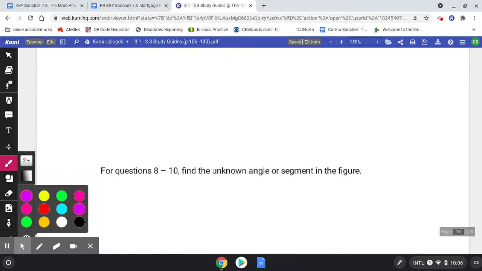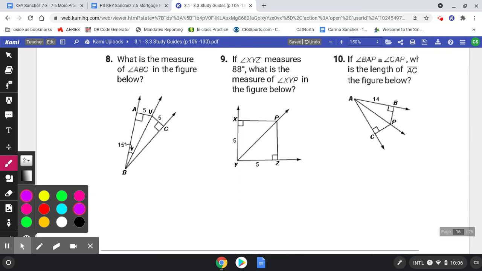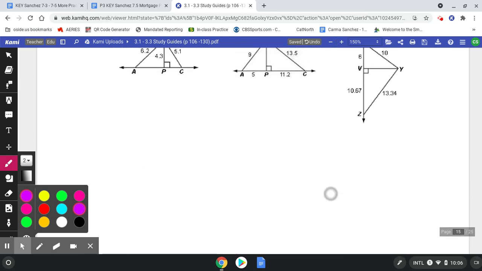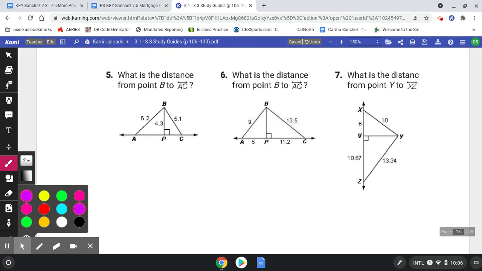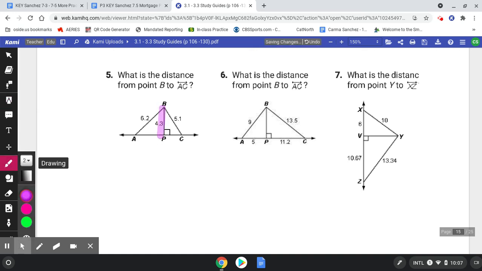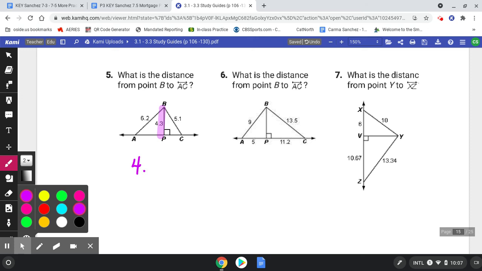Okay, looking at 5, 6, and 7, just to give you an idea here. You see we're doing 5, 6, 7, 8, 9, and 10, and then we're done. So let's do these last 6 questions. Okay, so for this one, it says, what is the distance from point B to AC? And that was already given to us right there in the picture. Do you see it? It's 4.3 units of distance.